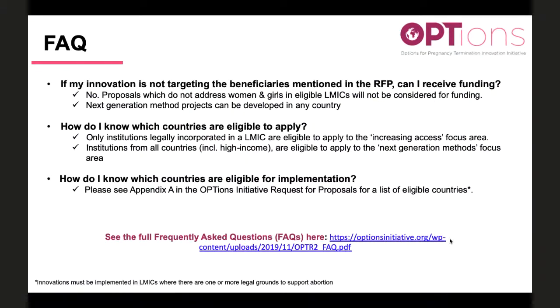How do I know which countries are eligible to apply? Again, for the next generation methods, it could be any country. For the improving access category, there's a list at the very end of the RFP in one of the appendices, a list of the World Bank classified low and middle income countries.